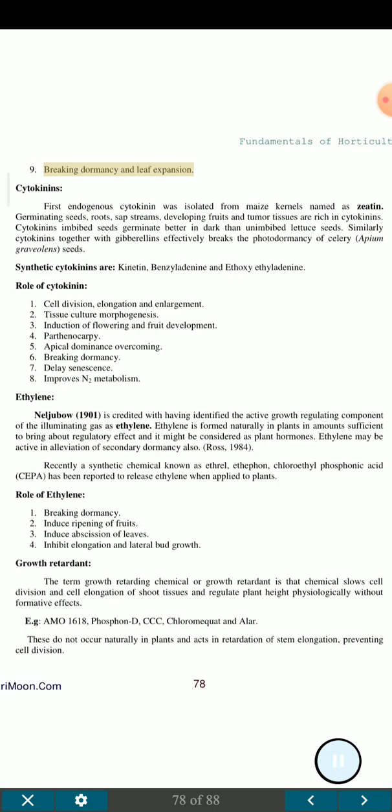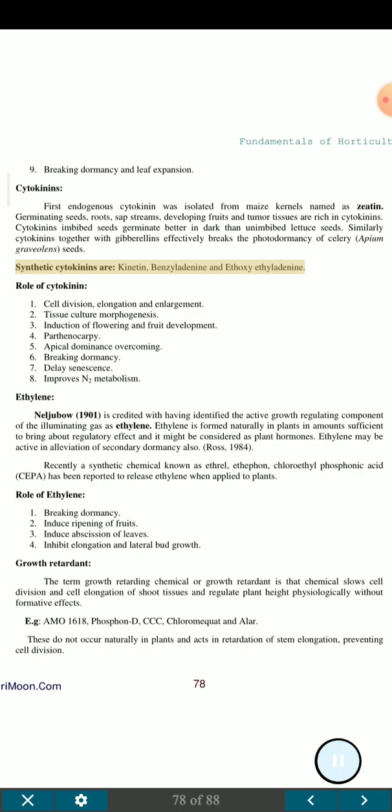77. 9. Breaking dormancy and leaf expansion. Cytokinins. The first endogenous cytokinin was isolated from maize kernels and named zeatin. Germinating seeds, roots, sap streams, developing fruits and tumor tissues are rich in cytokinins. Cytokinin imbibed seeds germinate better in dark than unimbibed lettuce seeds. Similarly, cytokinins together with gibberellins effectively break the photodormancy of celery, Apium graveolens seeds.